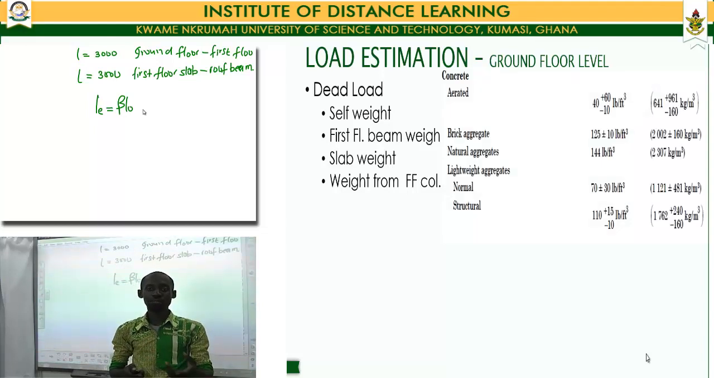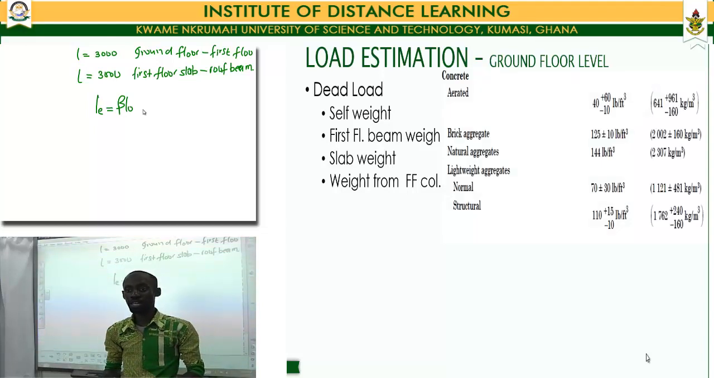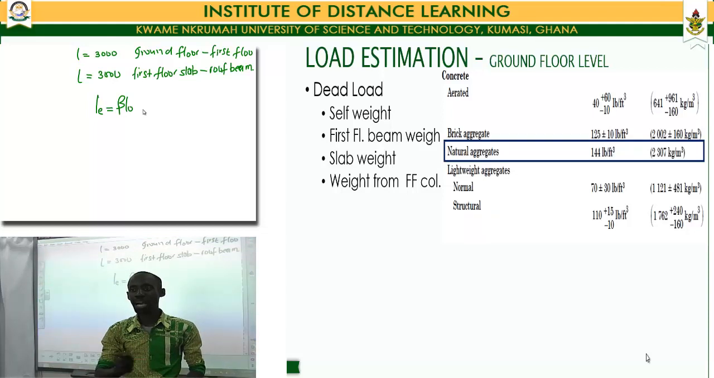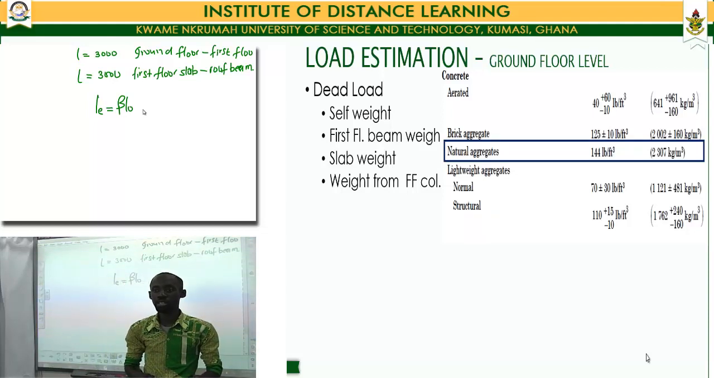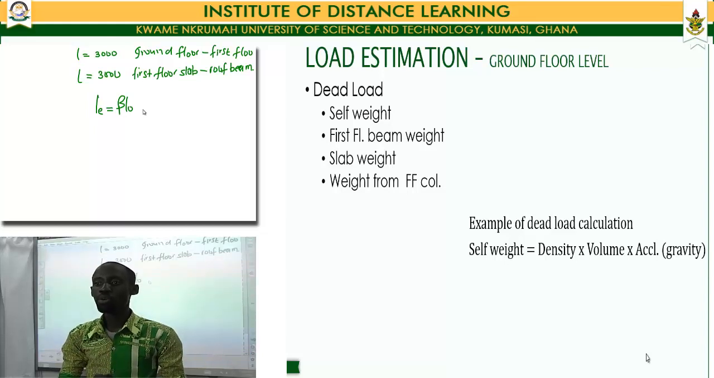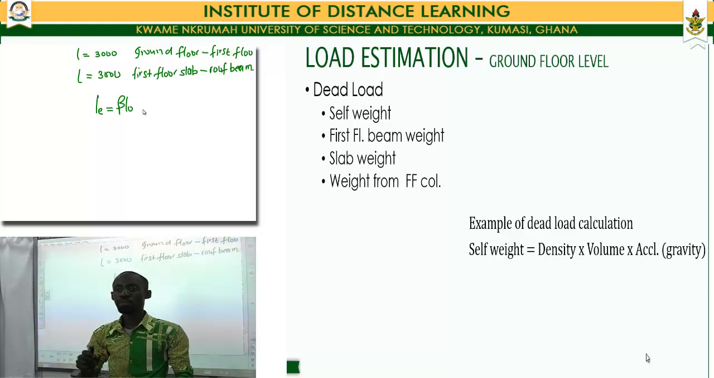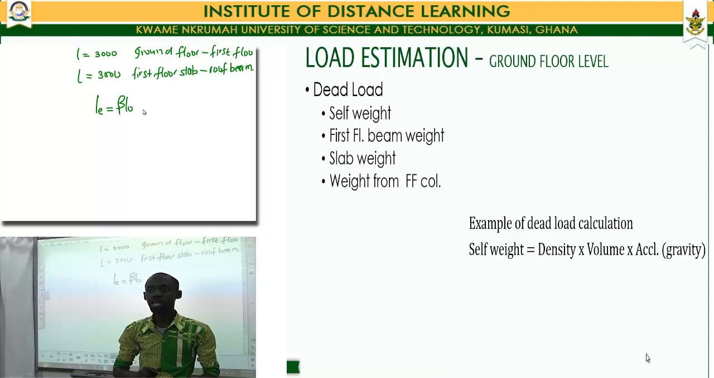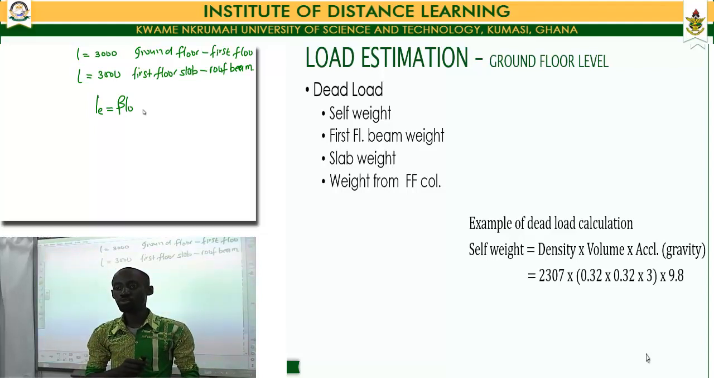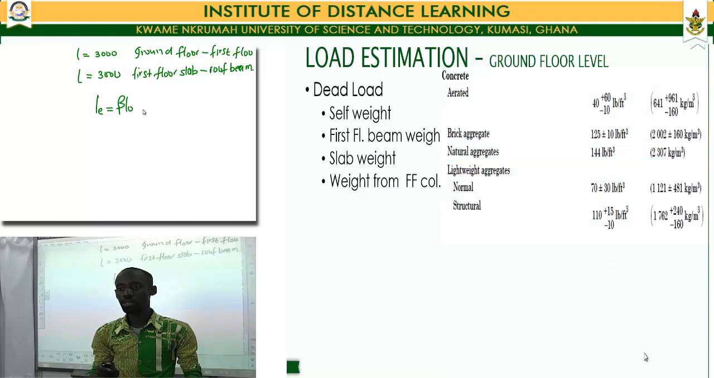Now, when it comes to the self-weight for the ground floor beam, it goes through the same principle as we did for the first floor column, in which case we pick our density for natural aggregate concrete, which is 2307 kilograms per meter cubed. Then we multiply it by the volume of the first floor column and the acceleration due to gravity. So we have our density value being equal to 2307.